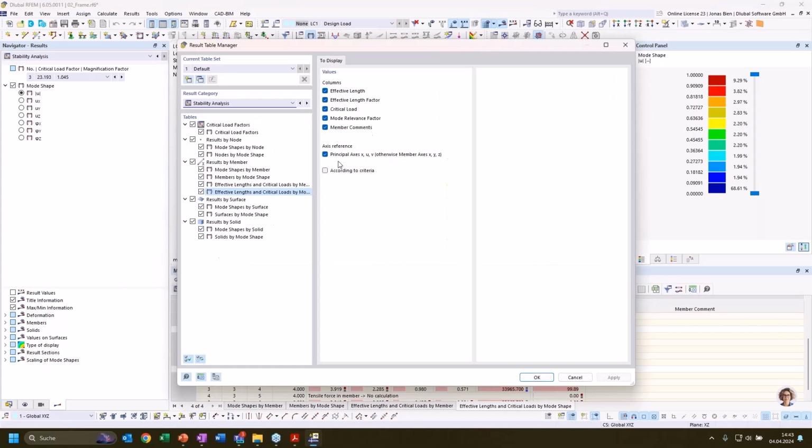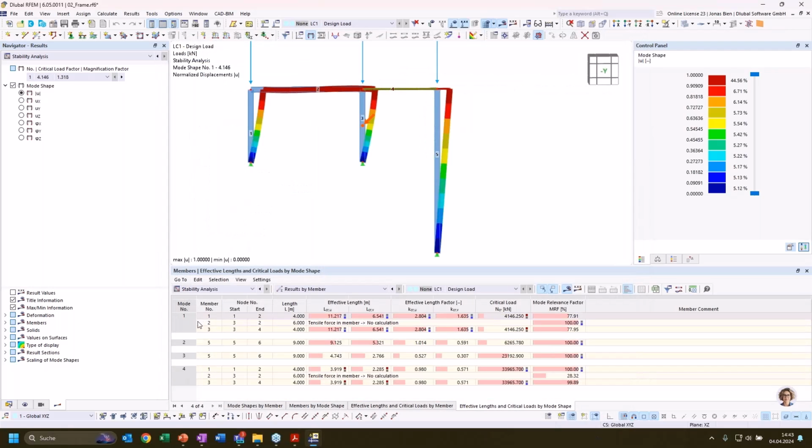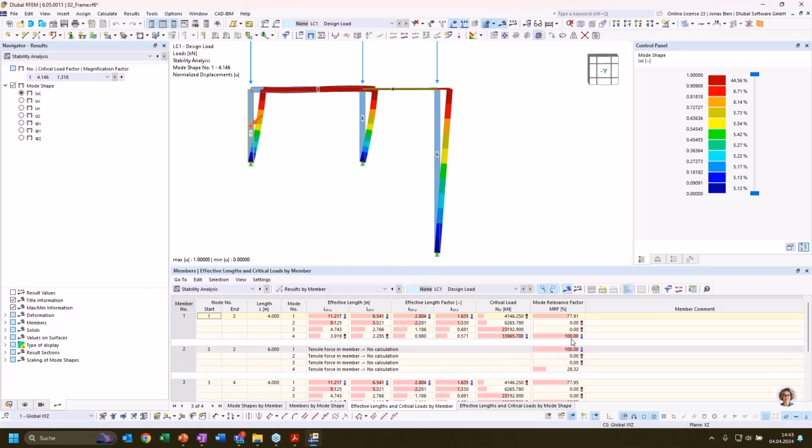We can, of course, also use the filter function to make our lives a bit easier when browsing through this. For example, we could say that we are only interested in members that have a mode relevance factor greater than 20%. And if we do so and now go through the mode shapes, we see, okay, for mode number 2, we have only one entry that should be a localized stability phenomenon and not so much related to a structural failure of the whole structure or substructure of the model. So that way we can use the mode relevance factor to filter mode shapes for our purpose, for example, for the determination of effective length factors.